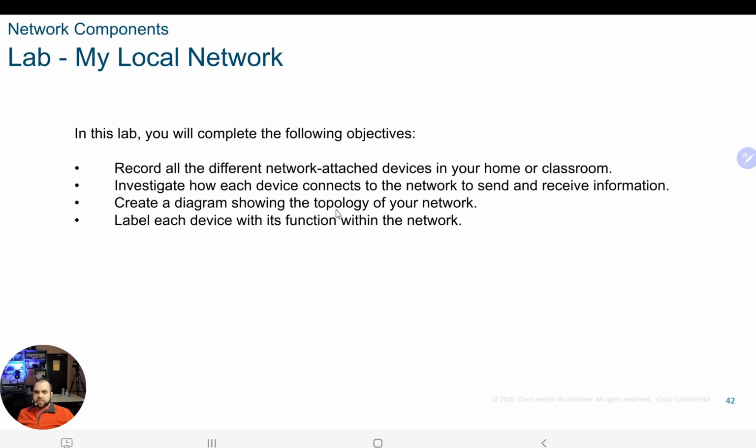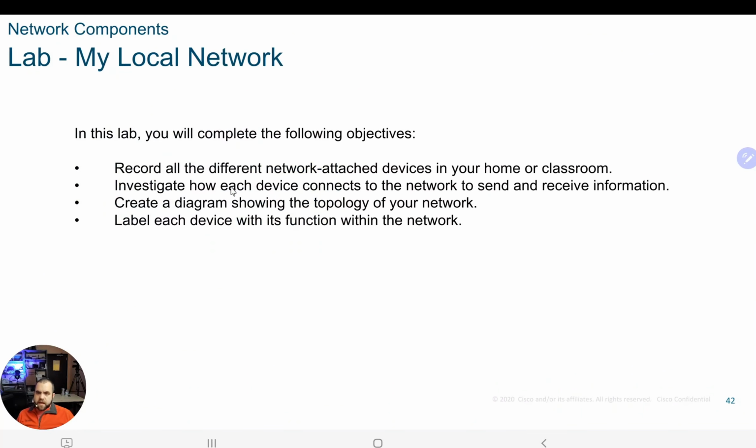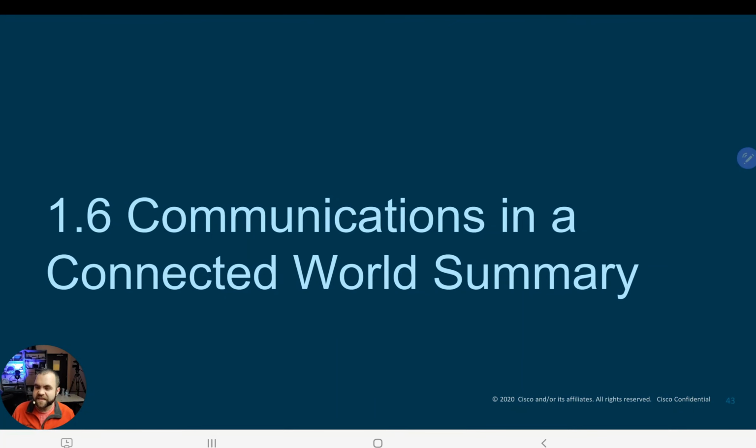You're going to create a diagram showing your topology. This might be a new word for you. Topology is just a visual representation of how your network is set up. So it's like that one a few slides back. This here would be an example of a topology. And then label each device with its function. I would even say add the IP address to it. If you don't know how to get the IP address, that's fine. This is something that you can revisit as you're learning more about networking, and make those updates.